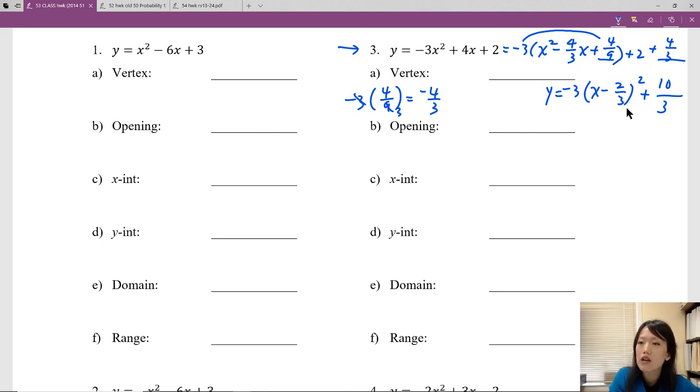Okay, vertex is located at, Mitchell, what's the vertex located at? 2/3 and 10/3, yeah. Opening up or down, because it's negative. Down, yep. Our x-intercept would be, Katie, how do we find it? Make y 0. Then what?